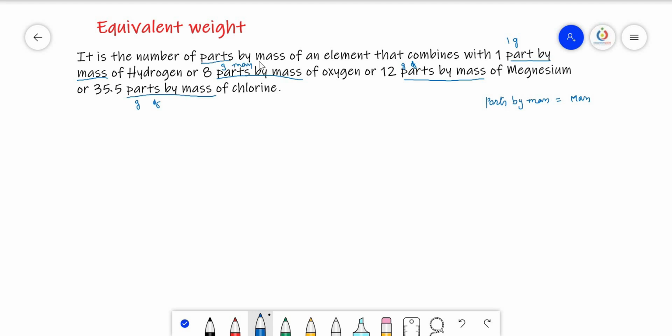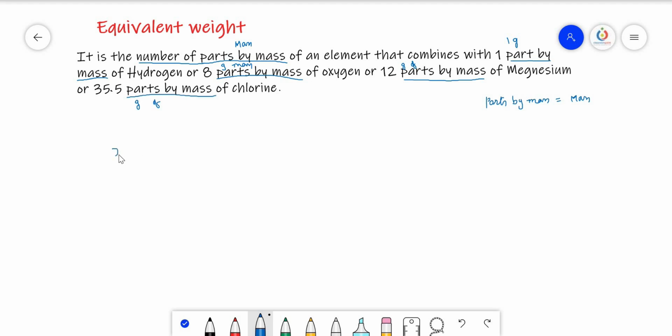Here also parts by mass is there. Let us consider it as simply mass. So if you define the equivalent mass again, it is the mass of an element that combines with 1 gram of hydrogen, or 8 grams of oxygen, or 12 grams of magnesium, or 35.5 grams of chlorine, and that is called the equivalent mass of that particular element.